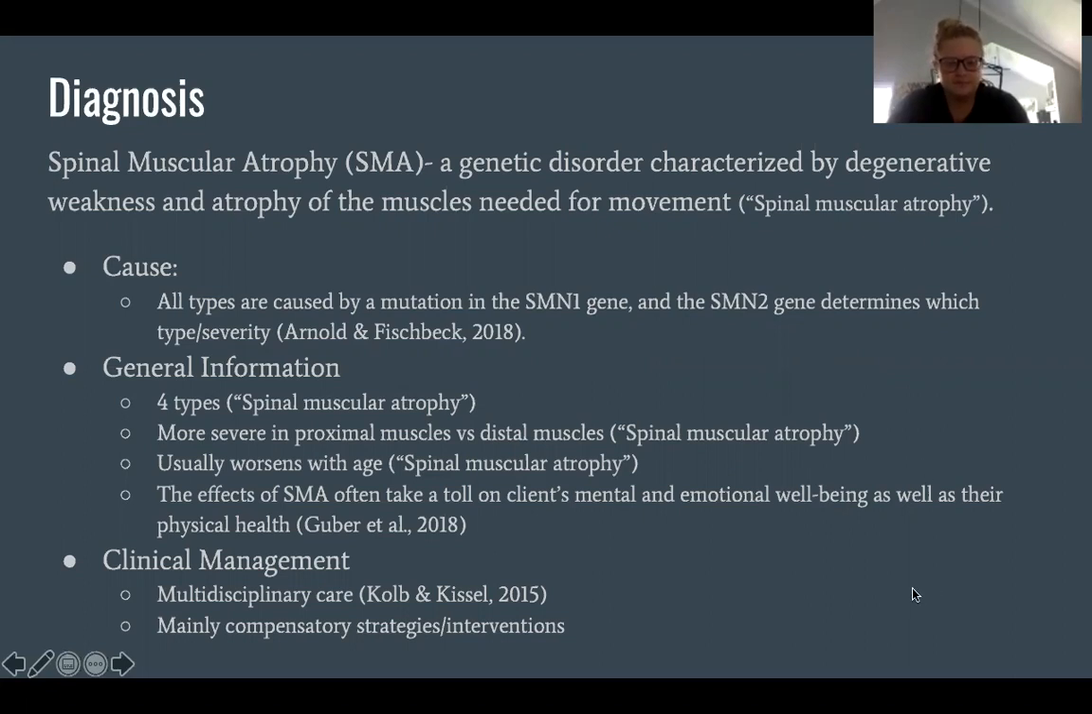And the cause, all types are caused by mutation in the SMN1 gene. And the SMN2 gene is what determines which type and severity. And like I said, there's 4 types, and it's more severe in proximal muscles versus distal muscles. Usually worsens with age, and the effects of SMA often take a toll on the client's mental and emotional well-being, as well as their physical health. And then clinical management is a multidisciplinary approach in care, and it's mainly compensatory strategies and interventions.